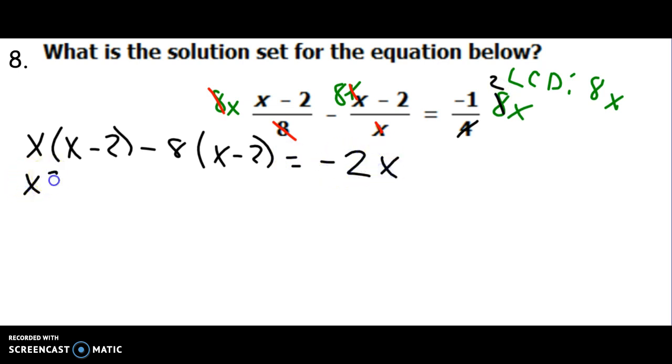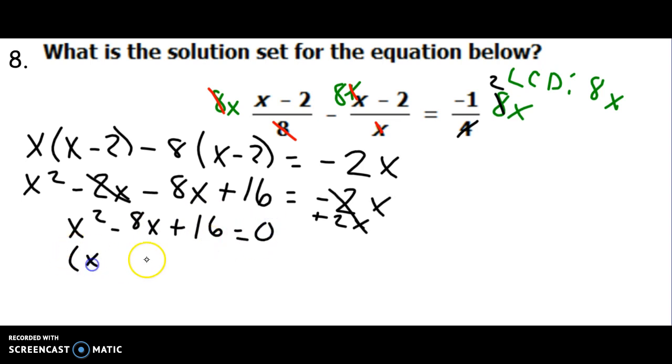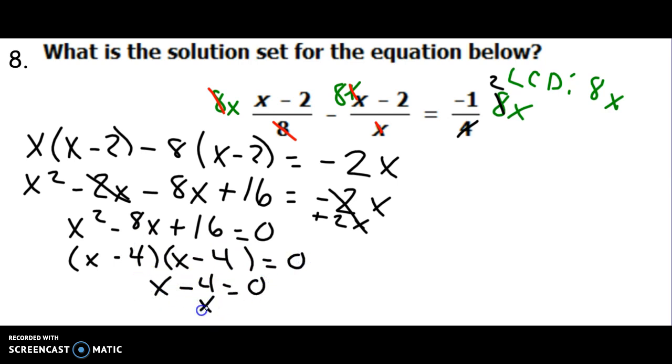Using my distributive property, x squared minus 2x minus 8x plus 16 is equal to a negative 2x. Bring this over, and it will cancel with that one. So what I have is x squared minus 8x plus 16 is equal to 0. We're going to multiply together to get 16, and when I add the same two numbers, I get a negative 8. Well, both of them are going to be a negative 4. So I only have to solve for one of them. So x minus 4 equals 0. X is equal to 4.